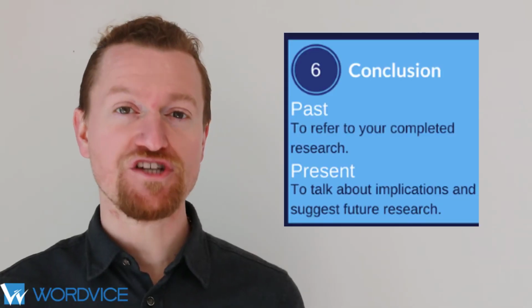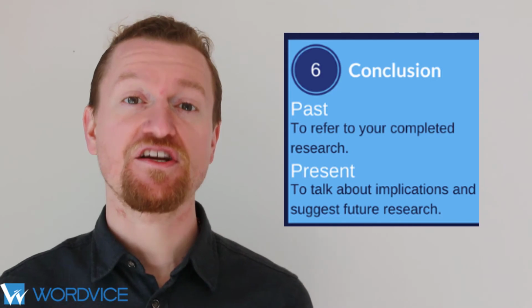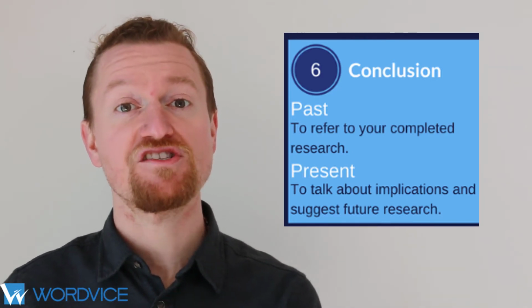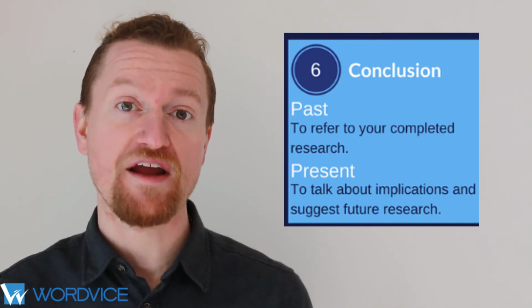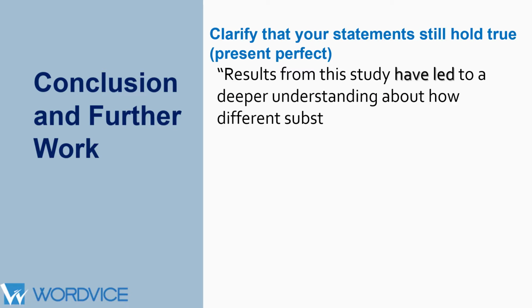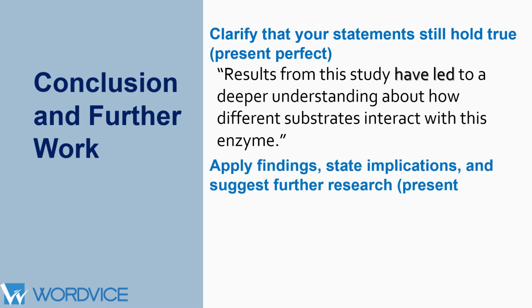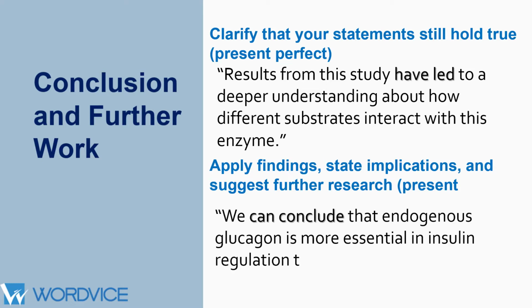And in the conclusion, you can use the perfect tense to clarify that these statements still hold true at the time of your writing. Results from this study have led to a deeper understanding about how different substrates interact with this enzyme. Use the present tense to apply findings, state implications, and suggest further research. We can conclude that endogenous glucagon is more essential in insulin regulation than previously understood.